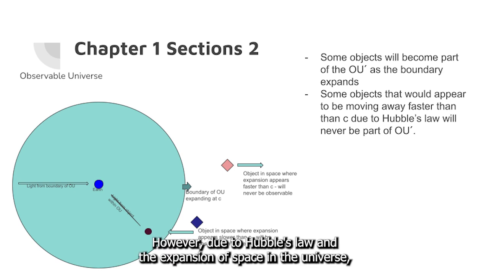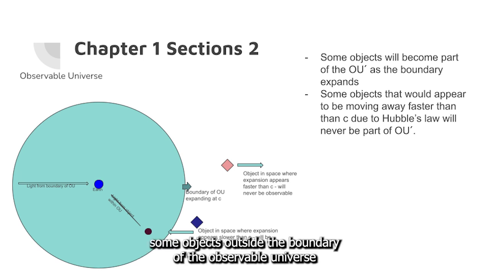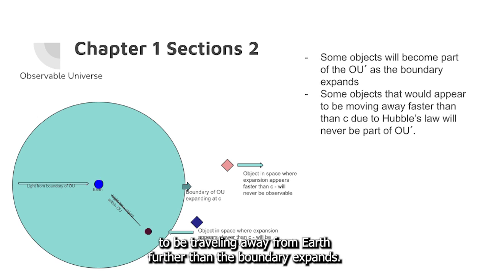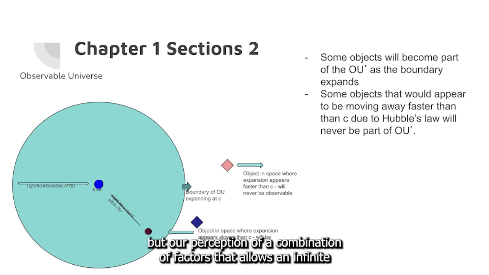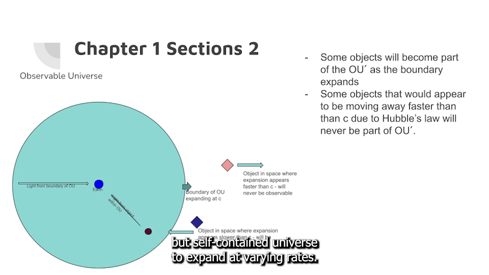However, due to Hubble's law and the expansion of space in the universe, some objects outside the boundary of the observable universe will never become visible to Earth, as they may appear to be traveling away from Earth further than the boundary expands. It's important to distinguish that this speed is apparent and not a true measurement, but our perception of a combination of factors that allows an infinite but self-contained universe to expand at varying rates.